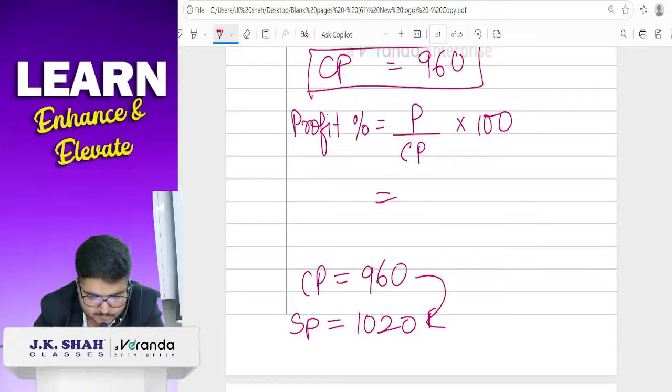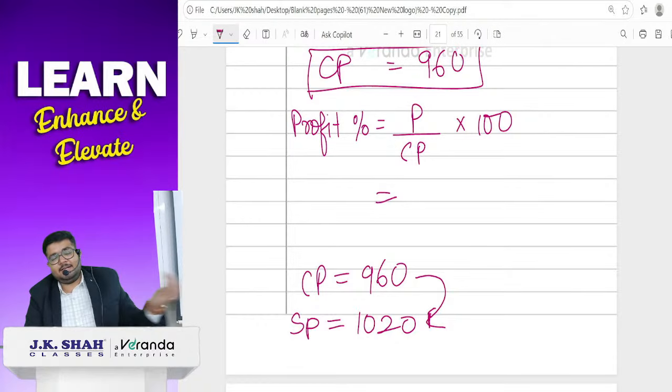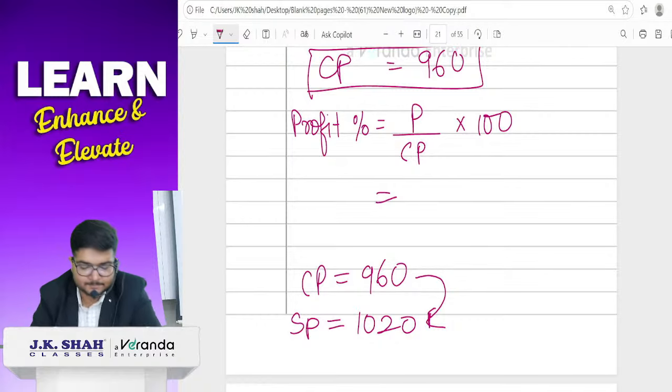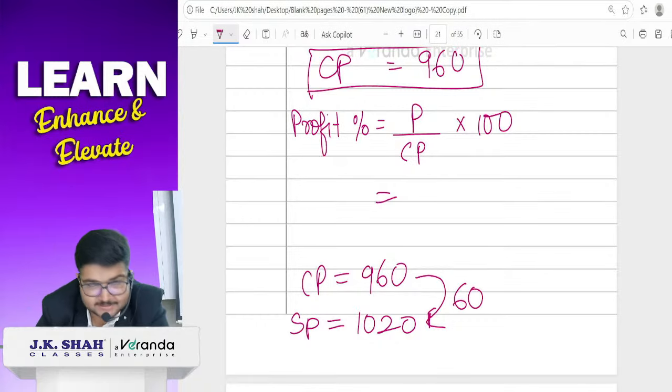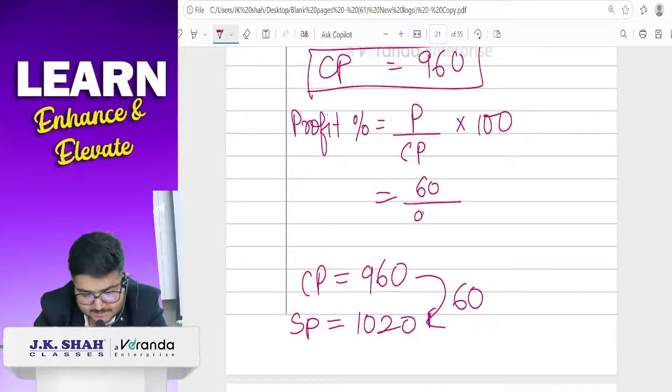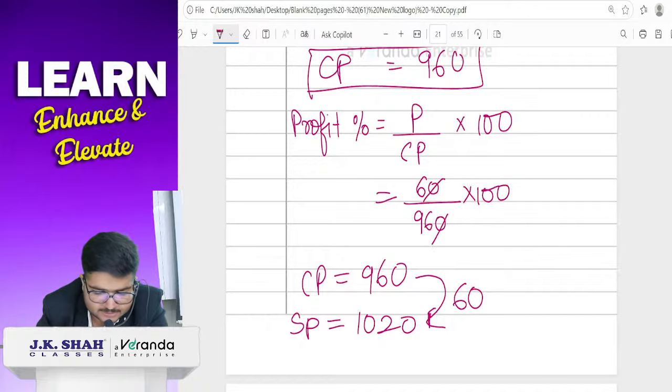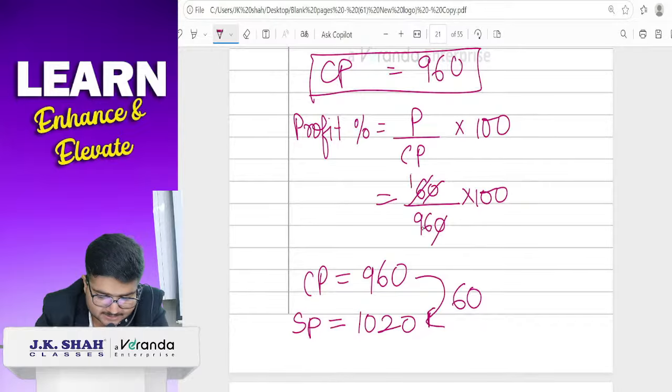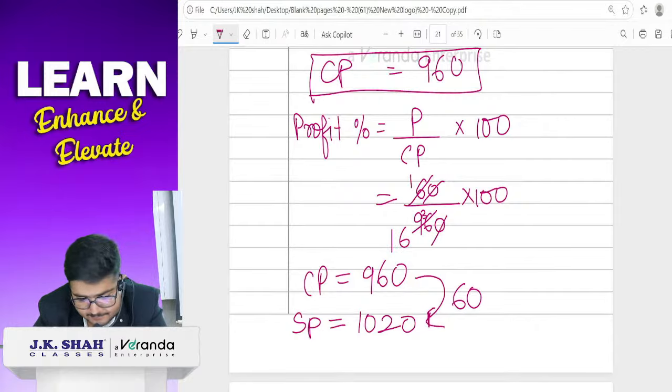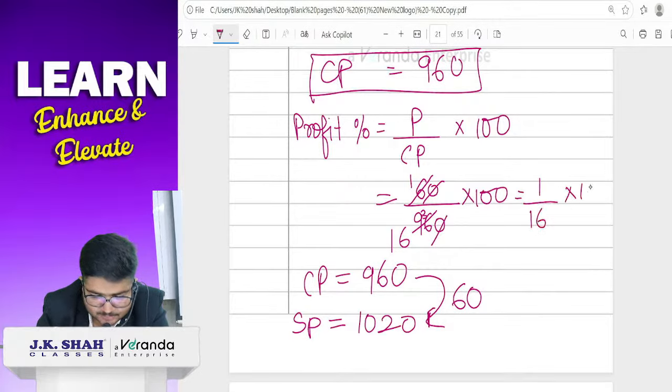If a radio is bought for 960 and sold for 1020, what will be the profit? 60 rupees, obviously. So I am putting the values in the formula. Profit is 60, cost price is 960, into 100. The 0 is cancelled. 6 ones are 6, 6 ones are 6, 6 6s are 36. So the answer is 1 upon 16 into 100.